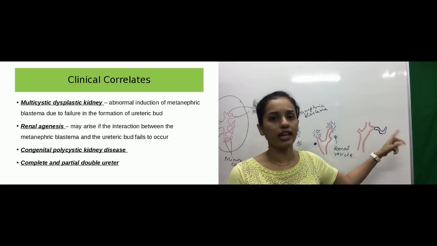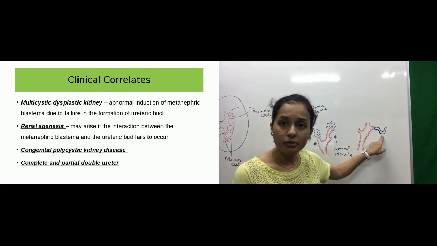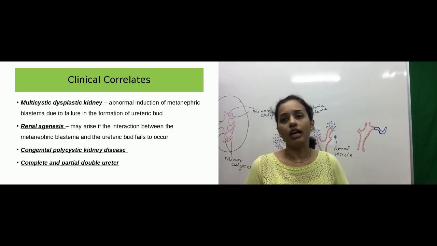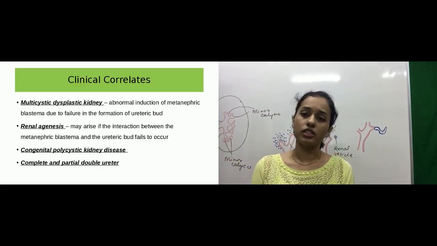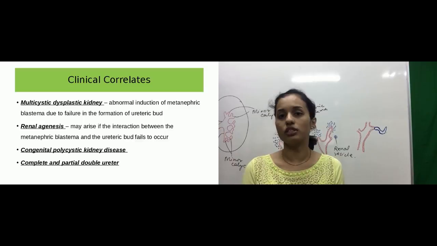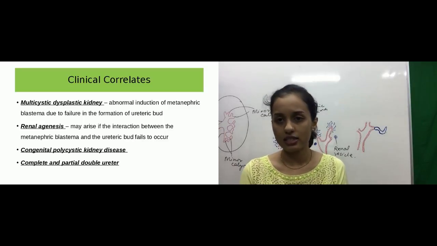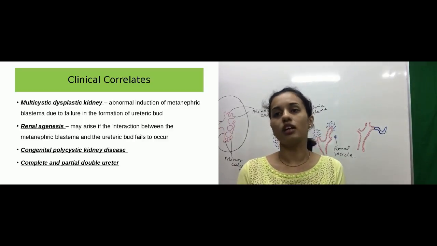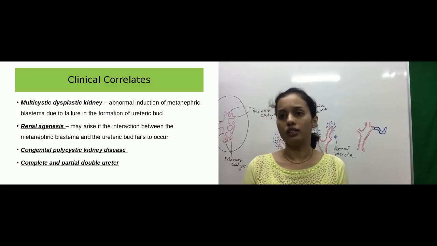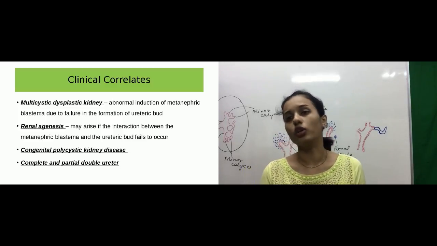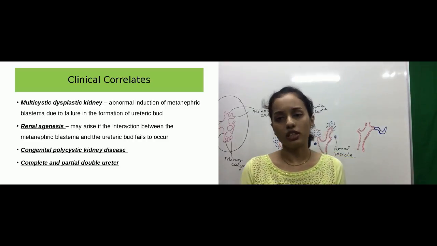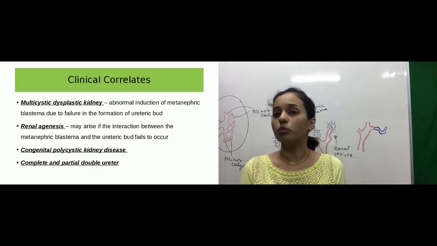So there is no interaction between metanephric blastema and ureteric bud, and that leads to a condition called renal agenesis. The next clinical application is polycystic kidney disease. So there are two types. It's an autosomal disorder. So there are two types: autosomal dominant and autosomal recessive.